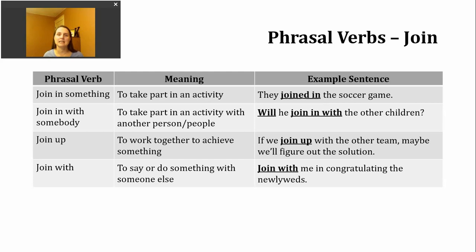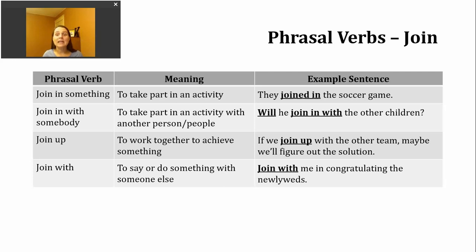So here's an example sentence. They joined in the soccer game. There's our noun phrase coming after the phrasal verb. Another phrasal verb that's connected to this is to join in with somebody. And so what's slightly different about this is now we're going to name the person or people that someone is taking part in an activity with.